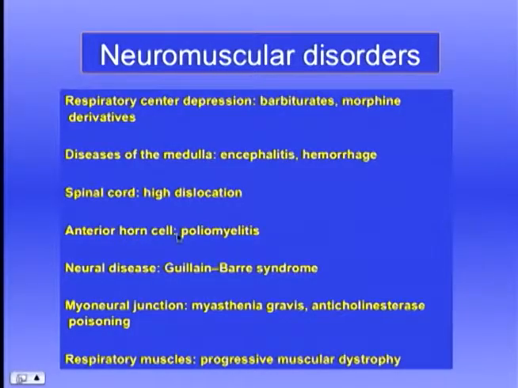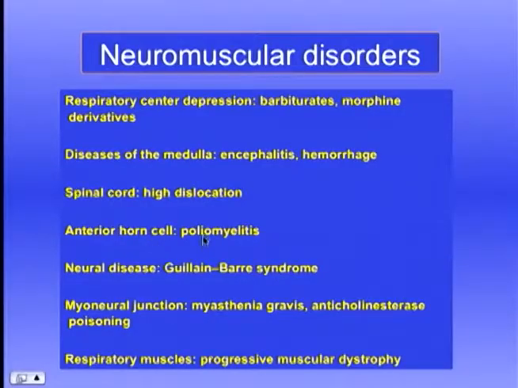Then we go down to the anterior horn cells. Poliomyelitis is an example there. Bulbar polio can cause paralysis of the respiratory muscles. Neural disease affecting the nerves going to the muscles of respiration can occur. The Guillain-Barré syndrome, for example, is an example here. The myoneural junction can be affected by myasthenia gravis and also by anticholinesterase poisoning. And finally, the respiratory muscles themselves in a disease such as progressive muscular dystrophy. So those are all neuromuscular disorders that can interfere with respiration. There will be hypoventilation, CO2 retention.